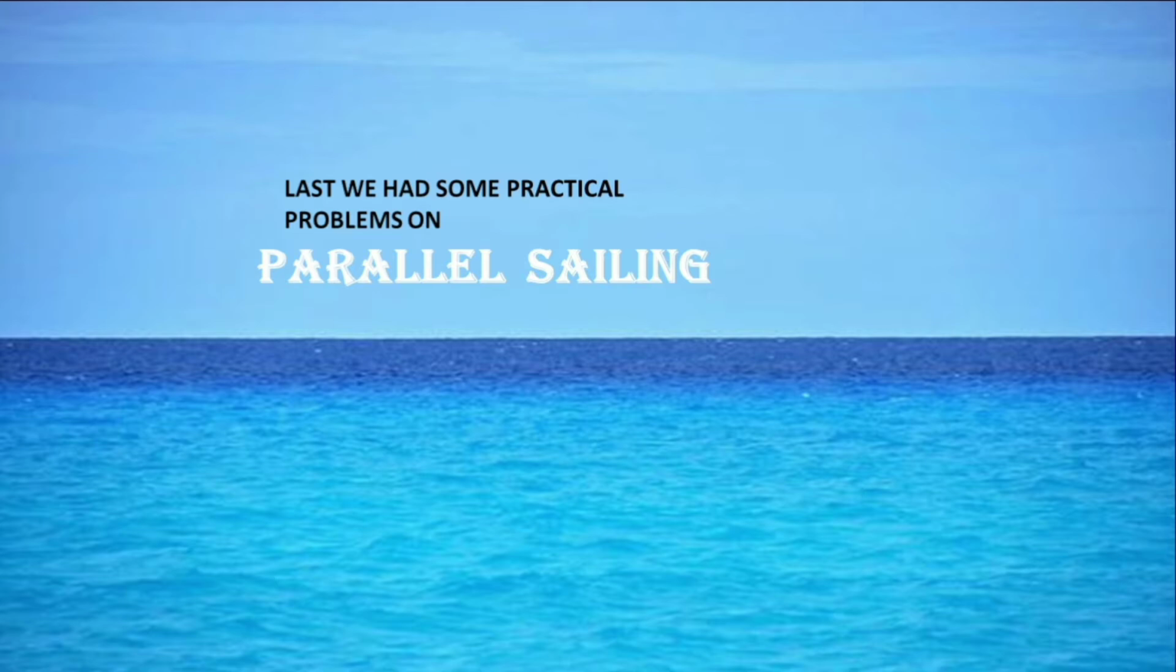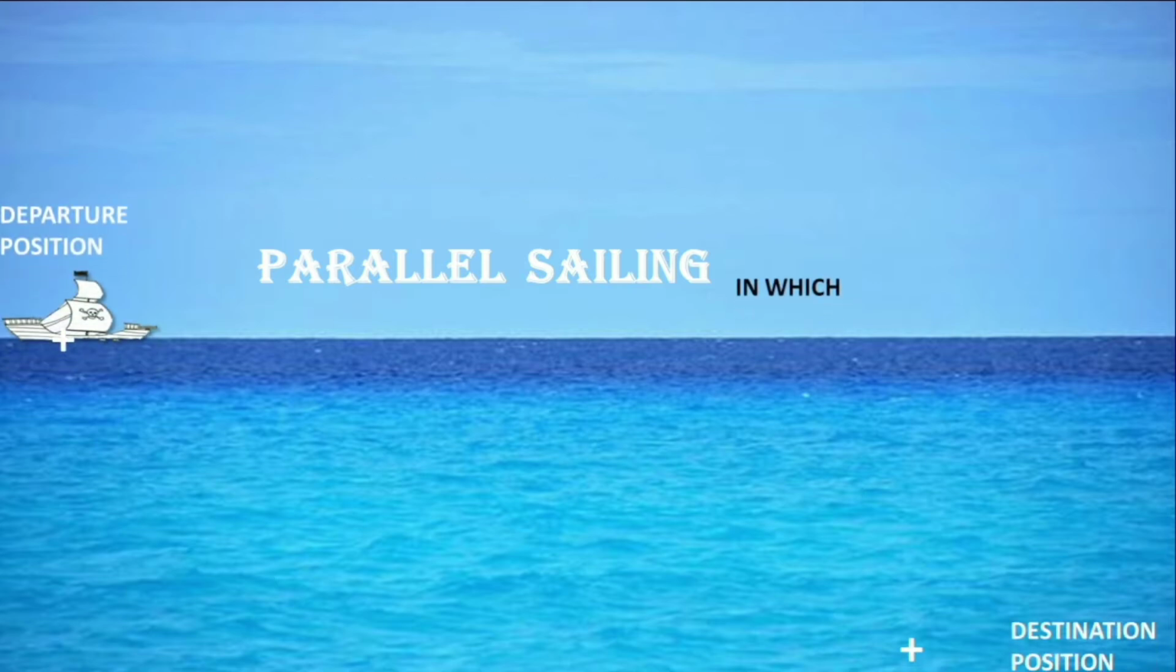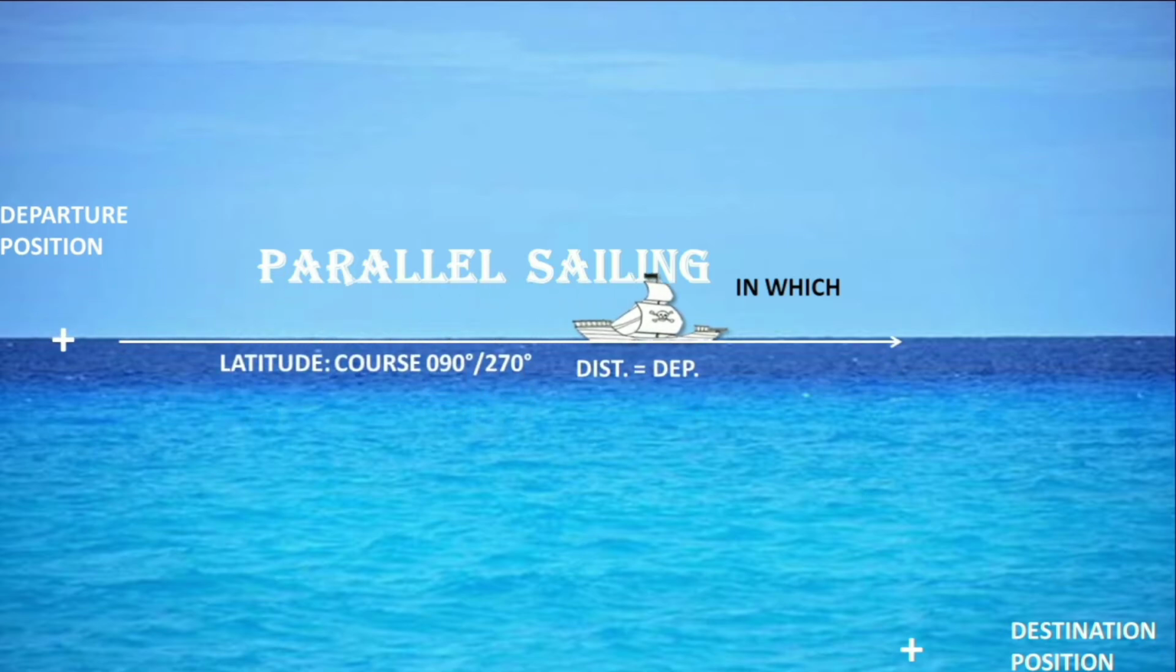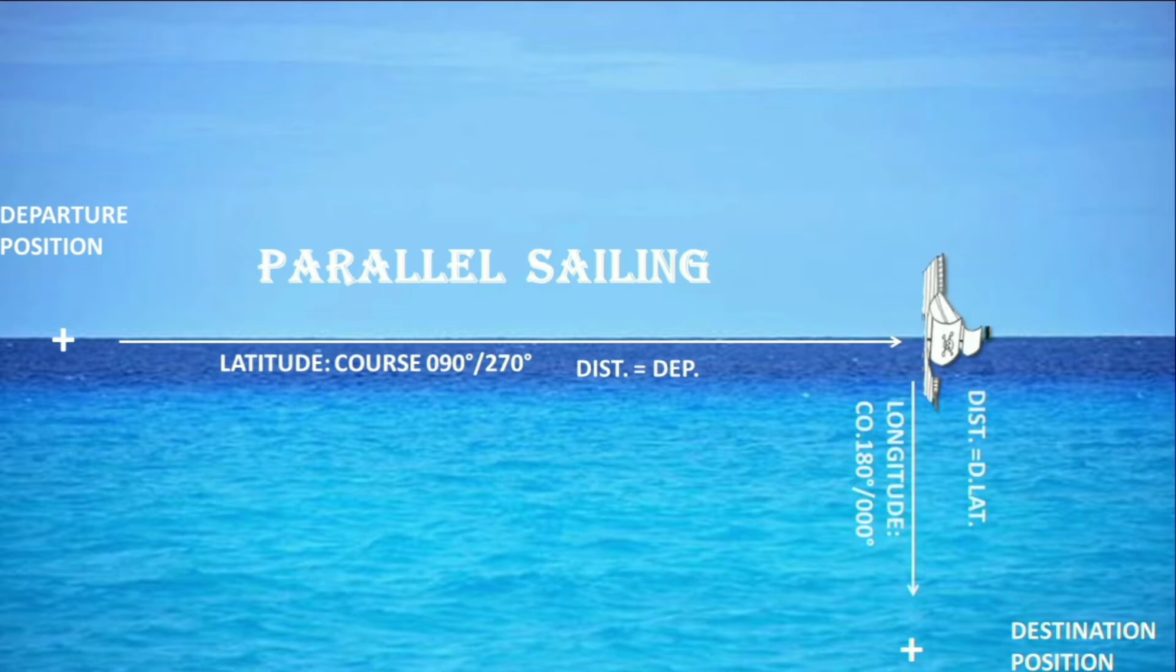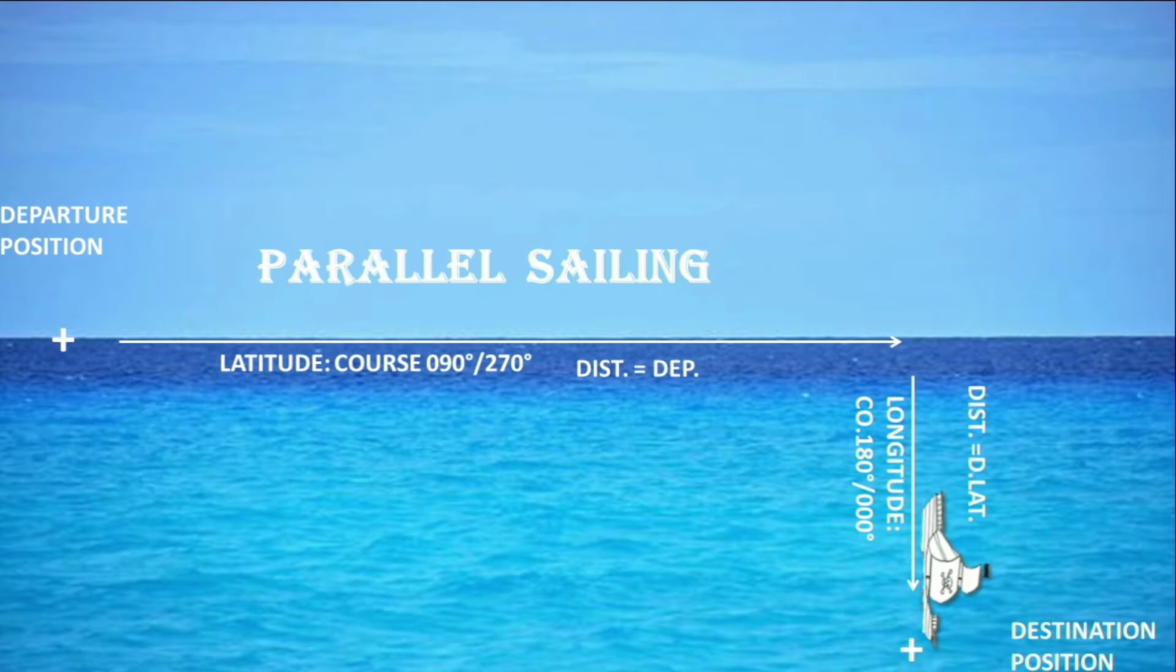Last we left with some problems on parallel sailing, in which we talked about a ship sailing along either the latitude or the longitude, and the courses being 090, 270, or 000 or 180 degrees, and the distance made good is either the departure or the d lat, and the sum total is d lat departure.